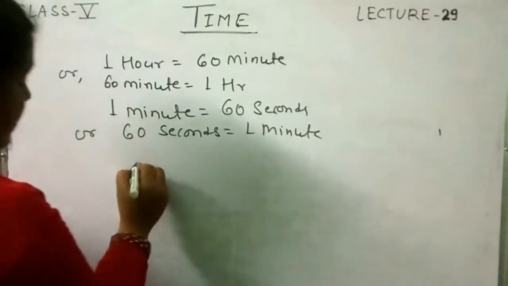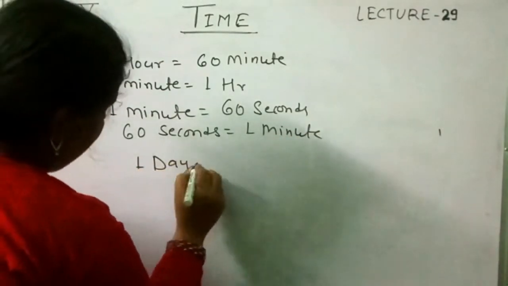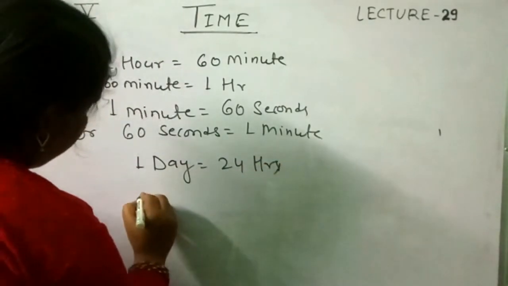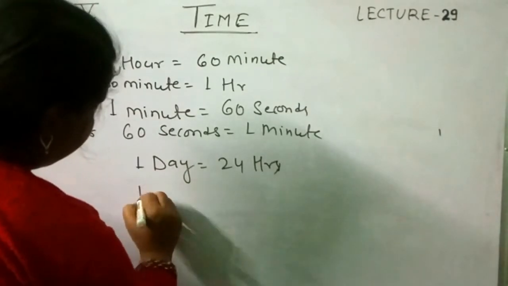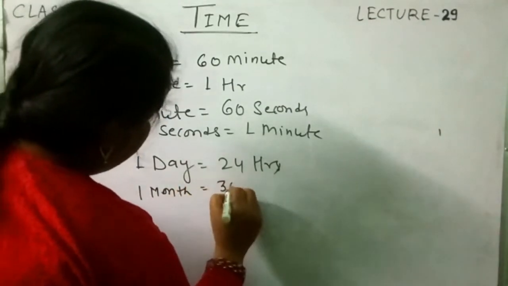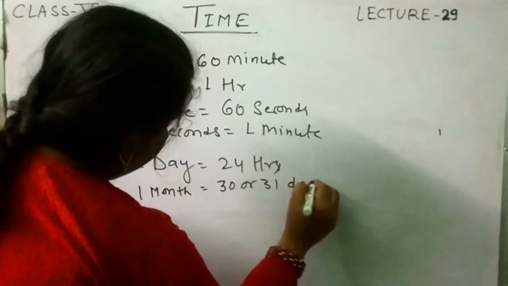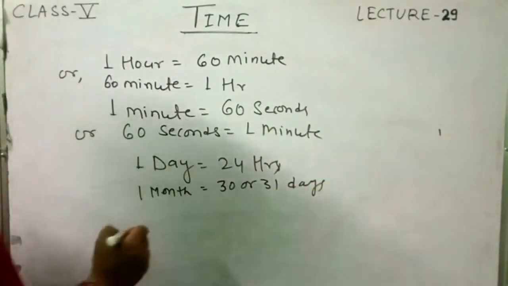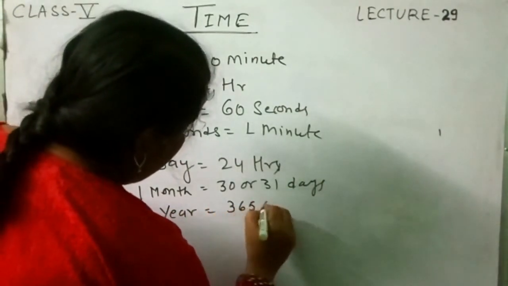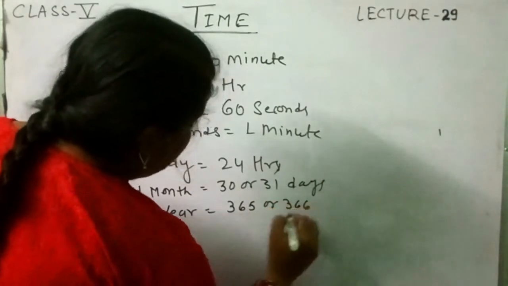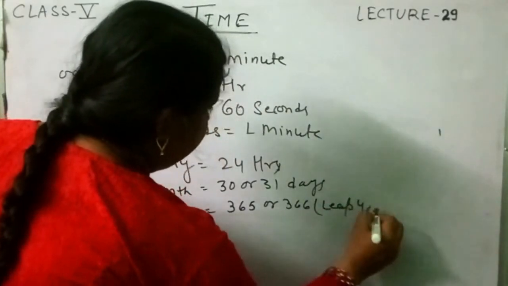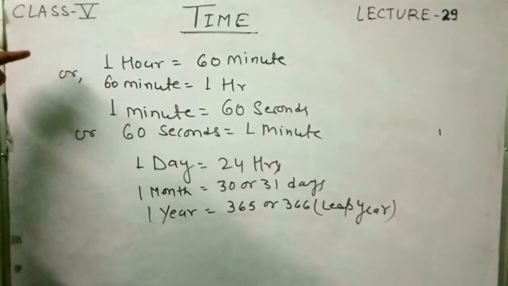In the same way, 1 day is equal to 24 hours, and 1 month is equal to 30 or 31 days. In the same way, 1 year is 365 days, or 366 in a leap year. That is the table of time.